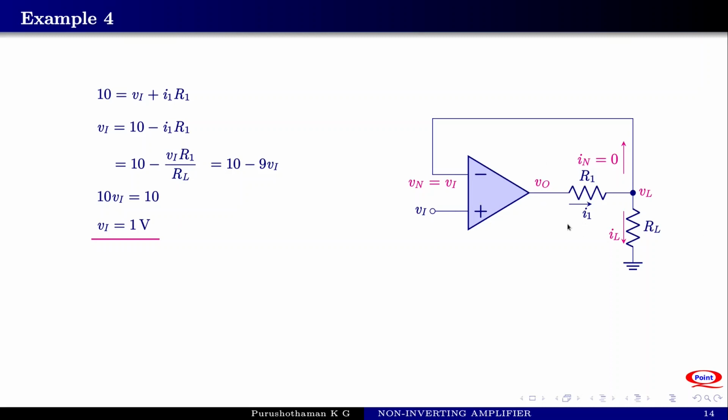Now we have to find I1 also. We can substitute in this expression. So I1 is equal to 10 minus Vi divided by R1. Vi is 1 volt, which we have calculated. So this is 10 minus 1 divided by R1, which is 9 into 10 raised to 3, which is equal to 1 mA.